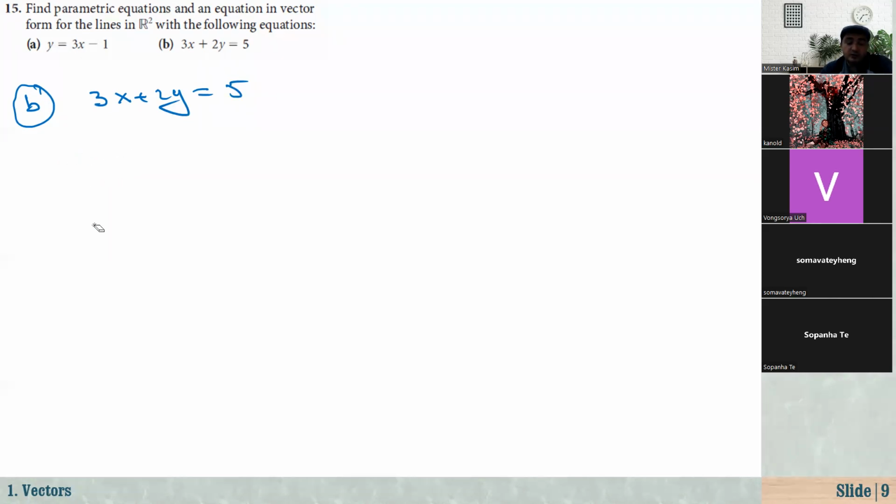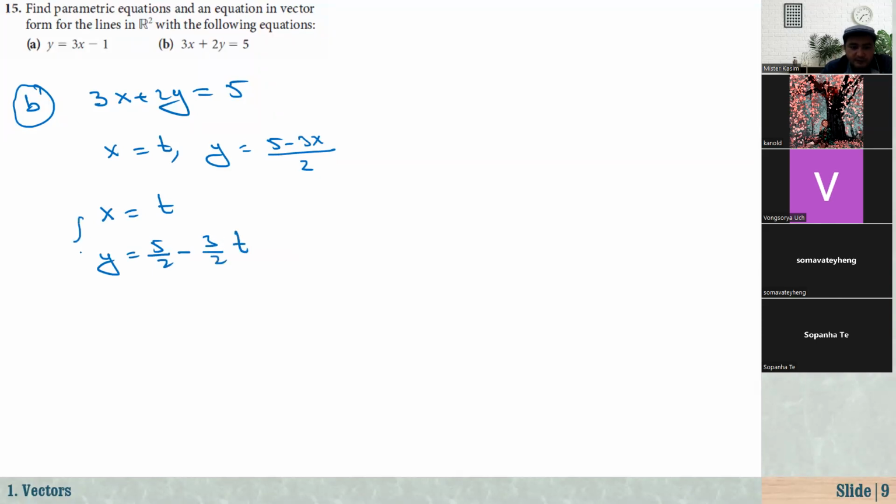Parameter equation. How do we write the parameter equation? Parameter equation means that we have to express x and y in terms of t, right? It depends on you how you introduce your parameter. For example, if I let x equal t, then y will be equal to 5 minus 3x over 2. So our parameter equation will be x equals t, and y equals 5 over 2 minus 3 over 2 t. That's a parameter equation.